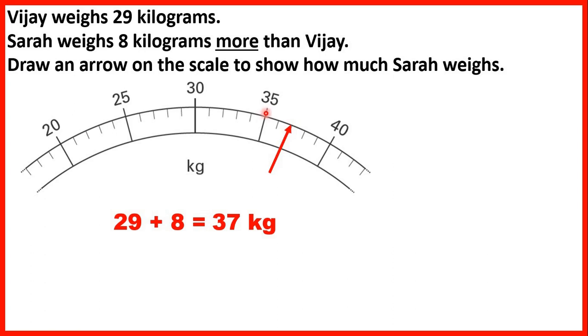So to make 37, that will be 2 more than 35, so we need to draw our arrow here. So we have 35, 36, then the arrow drawn at 37, and then to check that we've drawn it in the right place, we can keep counting. So after 37, we have 38, 39, 40. And we have 40 marked at this point on our scale, so we can be sure that we've drawn our arrow in the correct place.